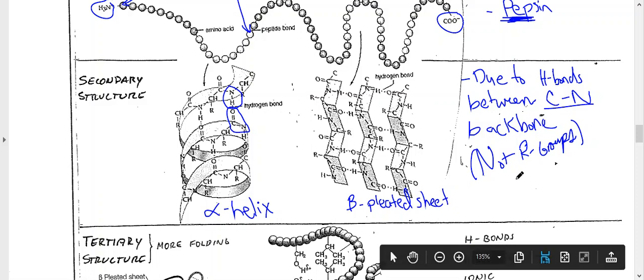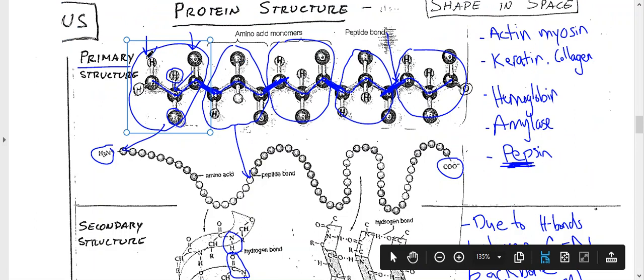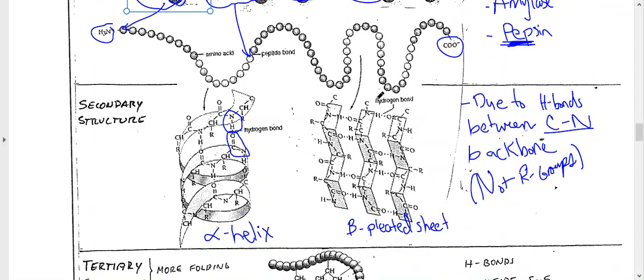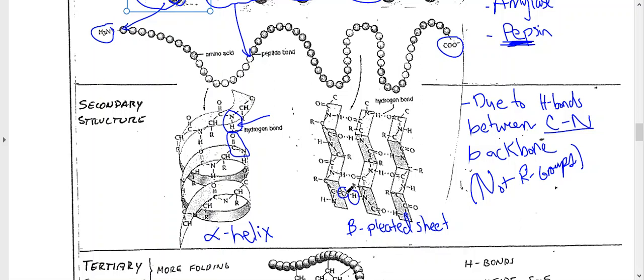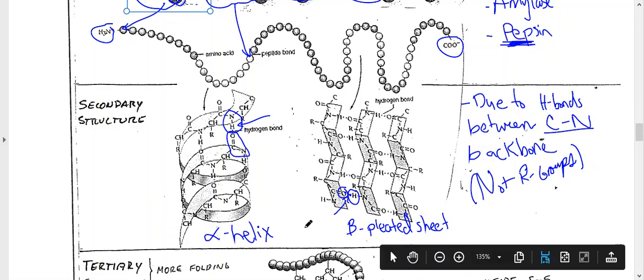So not the R groups and not the hydrogens that stick out the top here. Just the carbons and the oxygens. If you do have a hydrogen involved, usually it's from one of the amino groups, like right there, right? Same thing here. Oxygen from a carboxyl group, hydrogen from an amino group, and between those two, they have formed a hydrogen bond. So that's secondary structure.